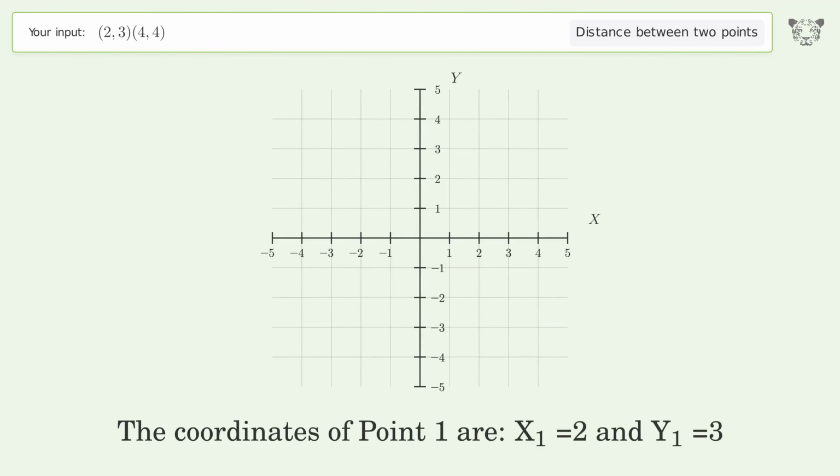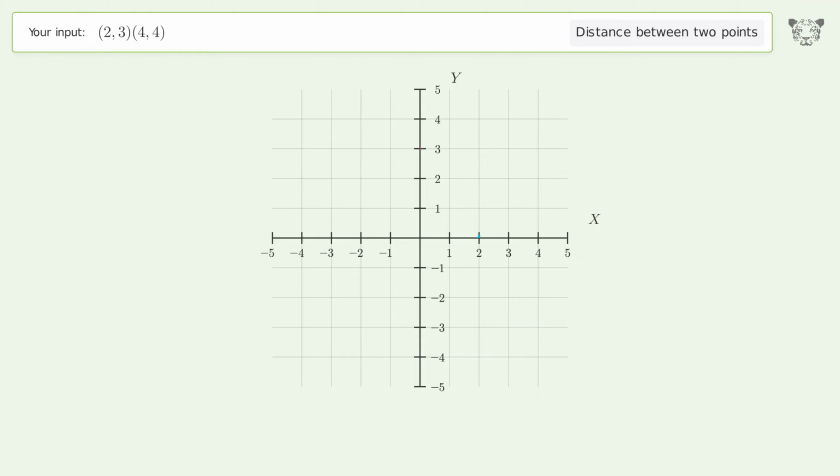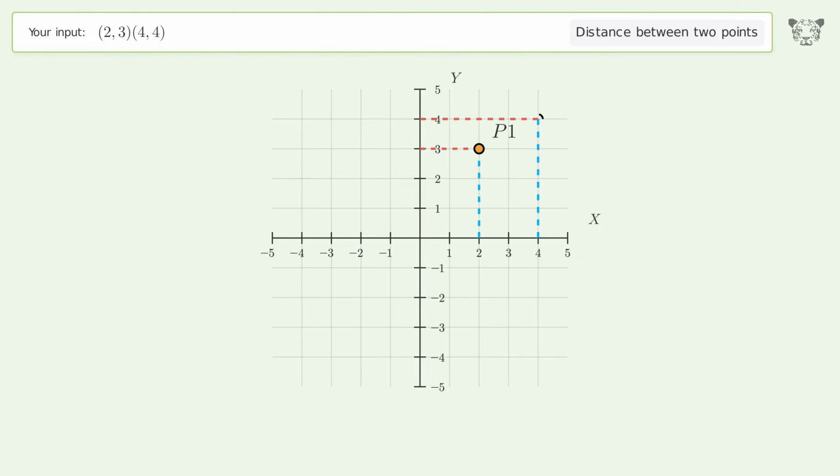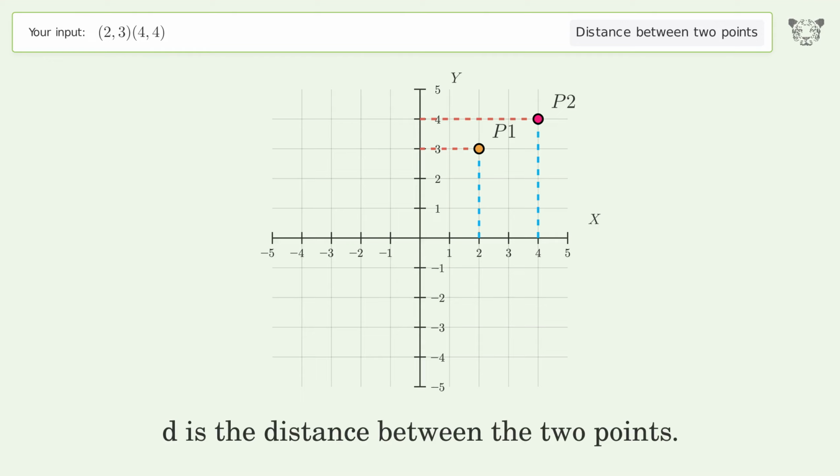The coordinates of point 1 are, x1 equals 2 and y1 equals 3. The coordinates of point 2 are, x2 equals 4 and y2 equals 4. D is the distance between the 2 points.